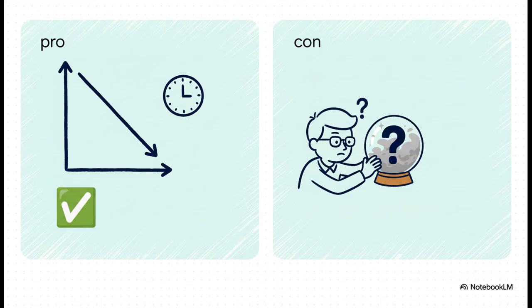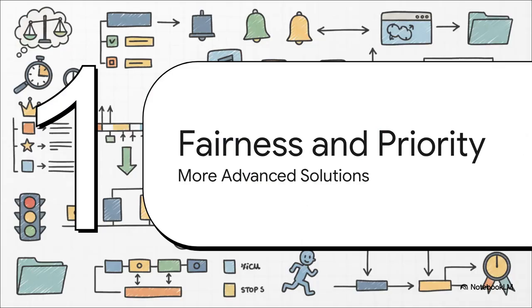Instead, modern systems use this idea of prioritizing short tasks as one part of a much bigger hybrid strategy. So, yeah, the simple approaches definitely have their limits. To handle all the complexity of the real world, we need to start thinking about things like fairness and priority. And this brings us to some much more advanced solutions.